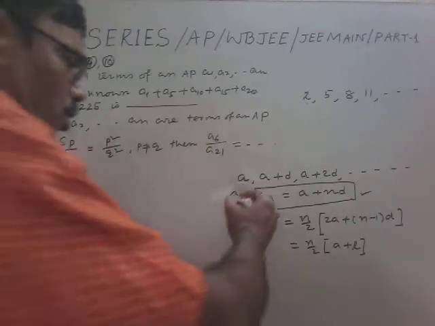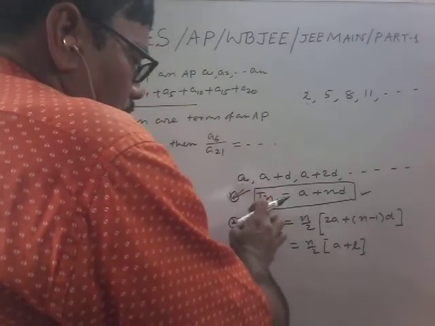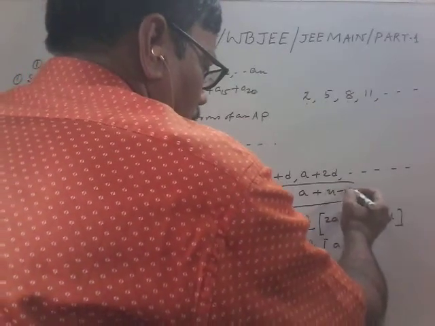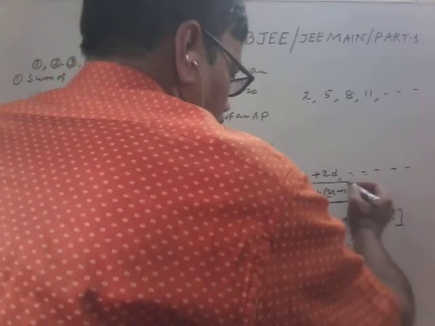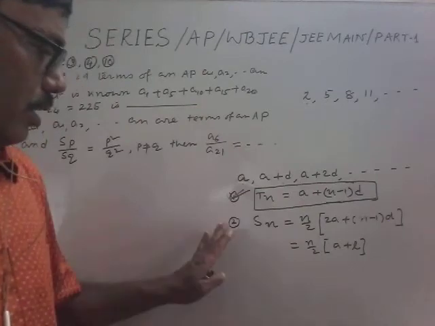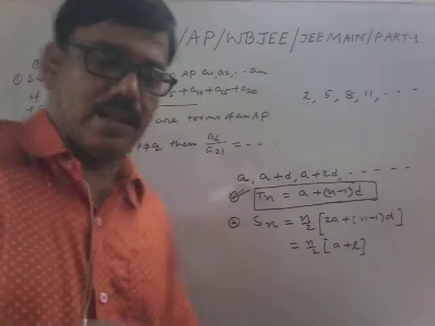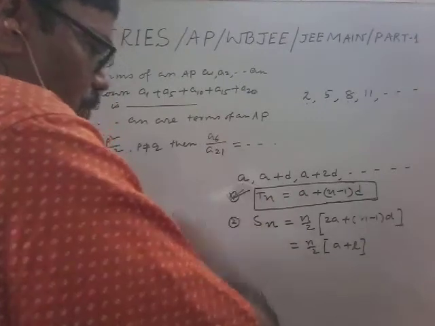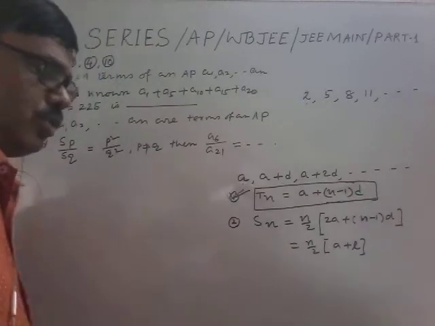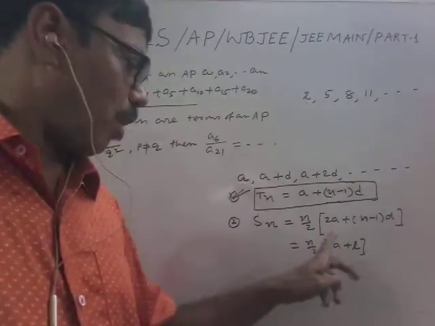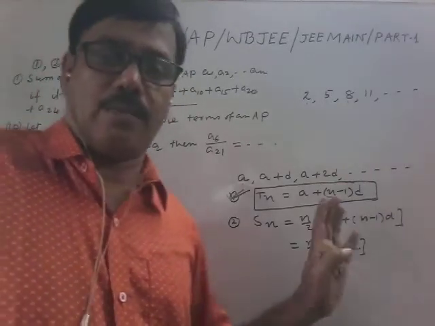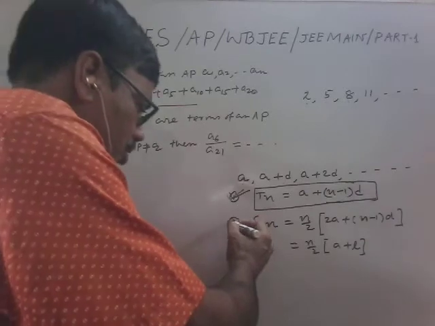All of you know the formula of Tn. Tn equals a plus (n minus 1) into d. This is the formula of the nth term or general term. Then number 2, Sn, the sum of n terms of an AP series, is n by 2 into (2a plus (n minus 1) into d). And when the first term and last term are given, the sum is n by 2 into (a plus l). So this is the second one.